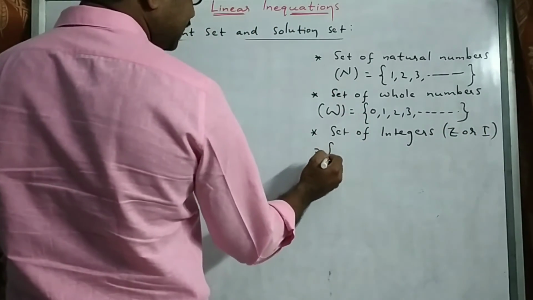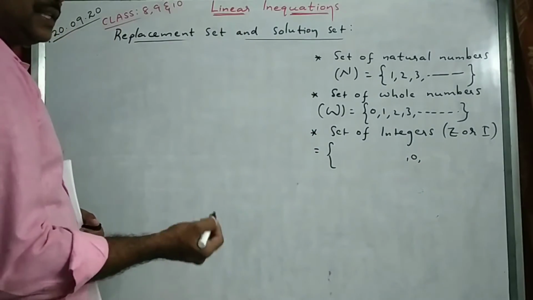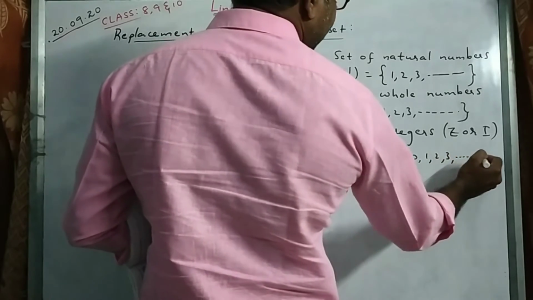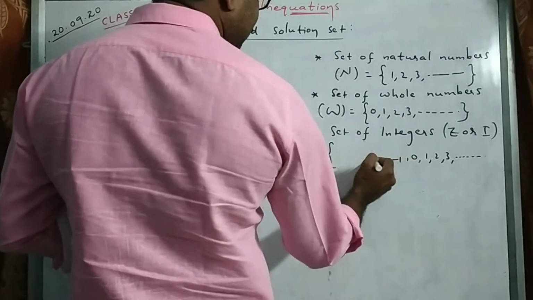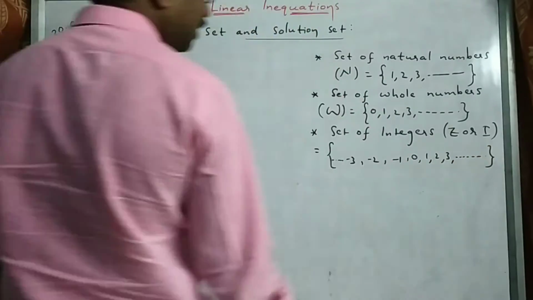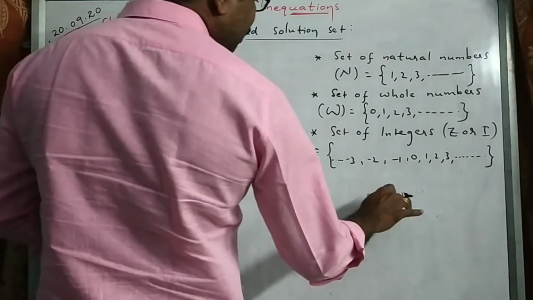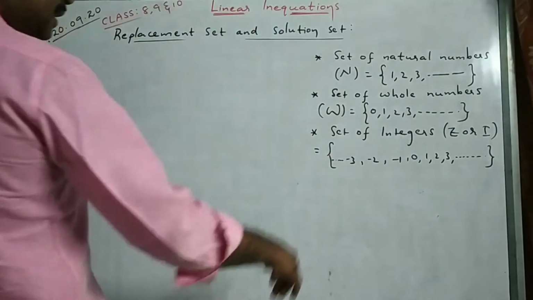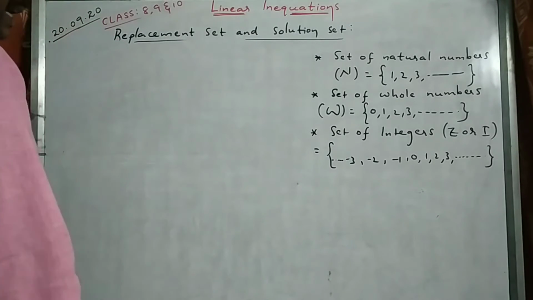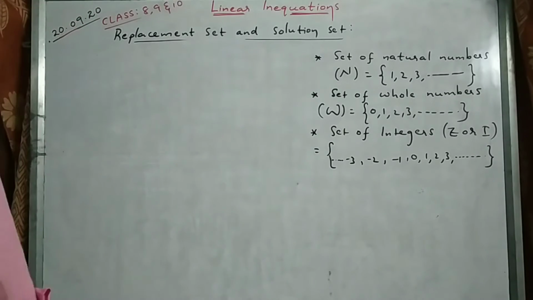Set of integers is nothing but 0, on the right side positive integers, on the left side negative integers. 0, 1, 2, 3, so on. This side -1, -2, -3, so on. So set of integers means 0, positive integers, negative integers. 0 is neither positive nor negative. Set of real numbers means all will come, rational and irrational, all will come.